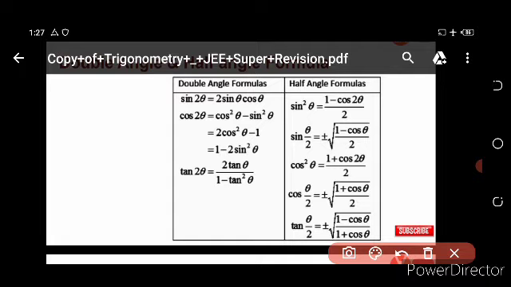How can we prove that? We know that tan square theta is equal to 1 minus cos 2 theta upon 1 plus cos 2 theta, we will write. Okay. Similarly, tan theta by 2 is equal to plus or minus root over 1 minus cos theta upon 1 plus cos theta. Okay, tan theta by 2 is equal to root over 1 minus cos theta upon 1 plus cos theta, in the form of plus or minus.